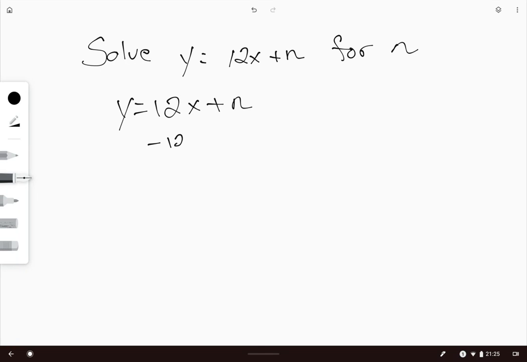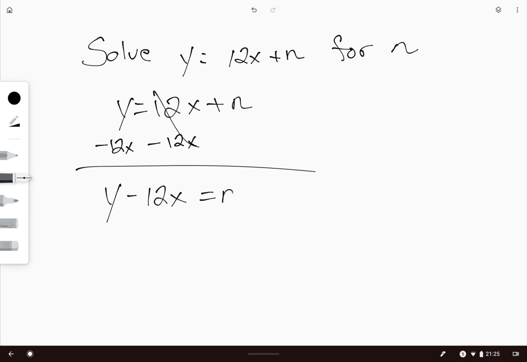So the opposite of a positive expression would be to subtract that expression from both sides. So when I do that, again, those cancel out. So I'm left with y minus 12x equals n. So I have now solved for n.